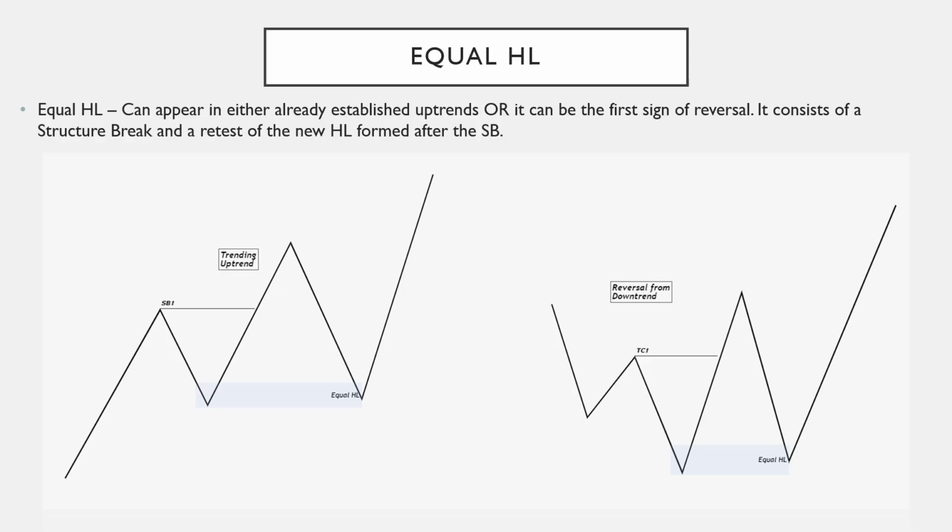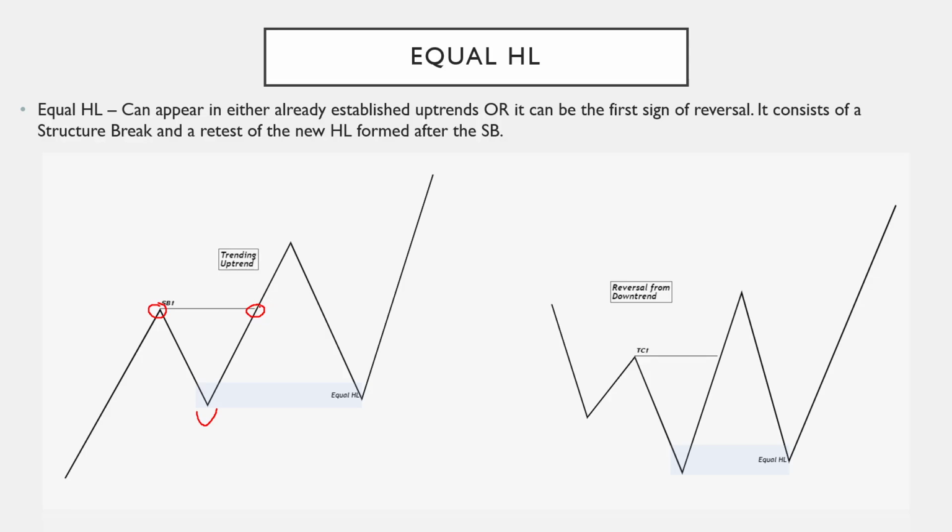Okay, and pretty much it consists of a structure break. So you have a confirmed new higher high created, the previous higher high was broken, so you have a structure break, and then pretty much what the market does, it comes to retest the last or the new higher low that was formed after the structure break. So if I actually illustrate this to you, you can see right here that we had a higher high, right? The market pulled back, it created a higher low, and then we just rushed into the highs and we created a new higher high. So we have a structure break.